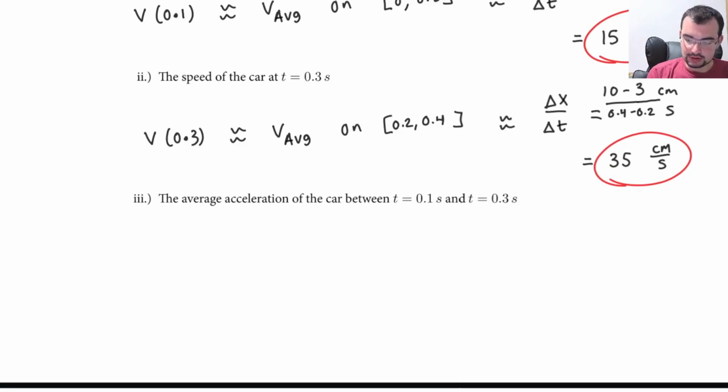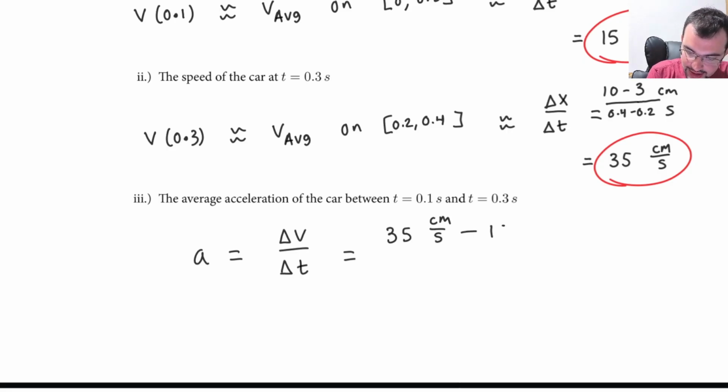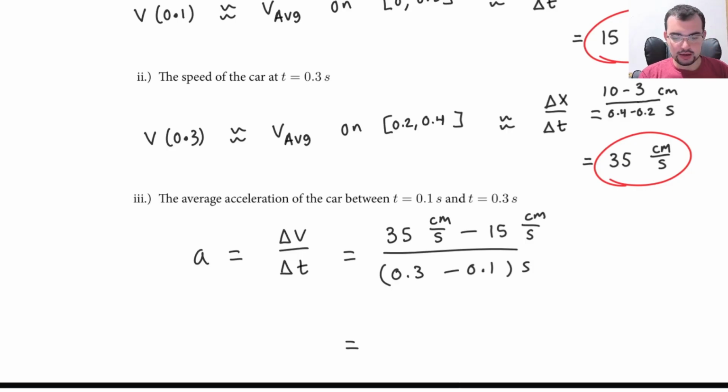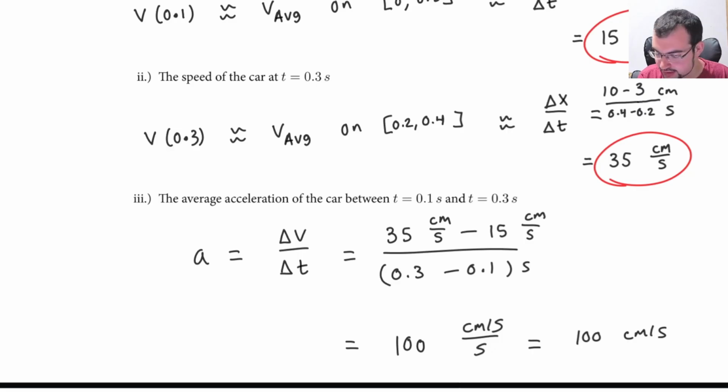All right, let's calculate the average acceleration using this. So acceleration is defined as delta V over delta T. And we're just estimating. So we're estimating that the final speed was 35 centimeters per second. The starting speed we're estimating was 15 centimeters per second. And the change in time was 0.1, sorry, 0.3 minus 0.1 seconds. Can I do this in my head? Probably, but I don't trust myself. So I'm getting 100 centimeters per second, or 100 centimeters per second squared if we reduce the units.